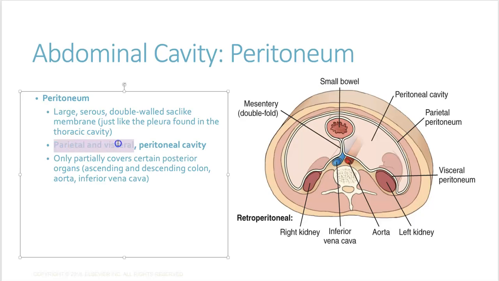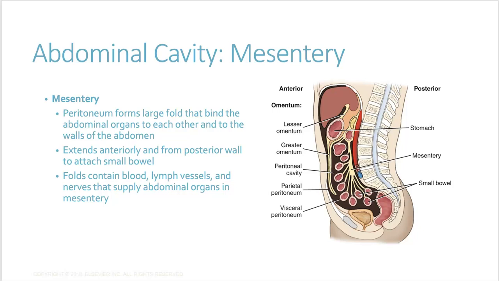Then there's parietal and visceral peritoneal layers. So the visceral is right next to the organs. Parietal is away from the organs, just like we learned in the chest. Further into the, or you know what, I'm going to go ahead and end this video, give you a break, and then when we come back, we'll get into the mesentery.